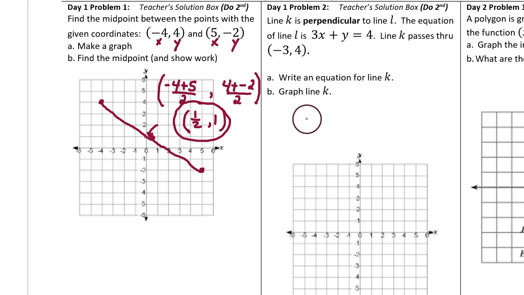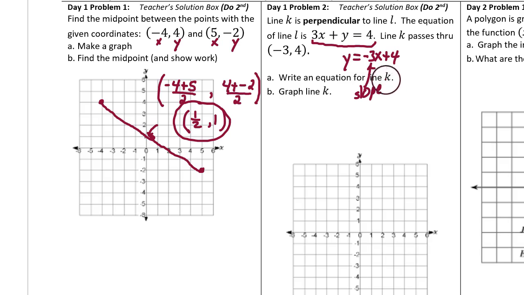Day 1, problem 2. Line K is perpendicular to line L. Find an equation of line K. To do that, we need to know the slope of line K. And we can get that slope from the equation they give us for L. First thing I'm going to do is take that equation, but rewrite it so the letter y is alone by subtracting the 3x to the right side. This format is called slope-intercept form, and that number there is the slope.